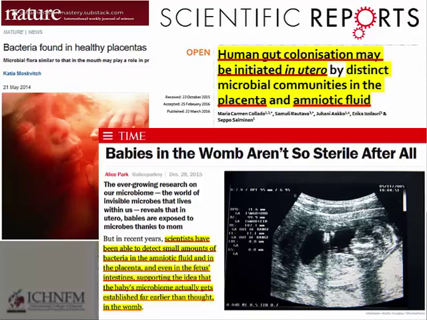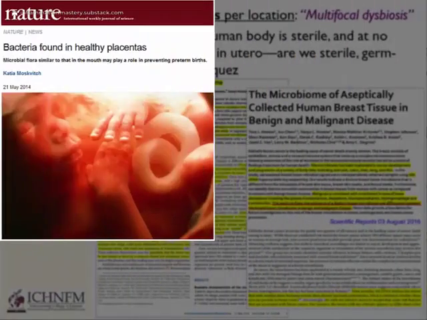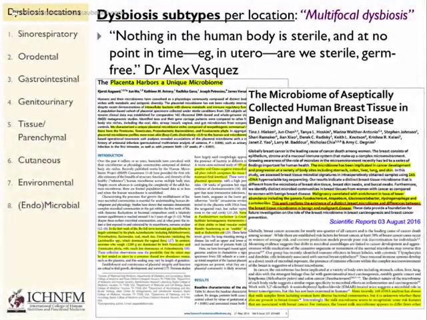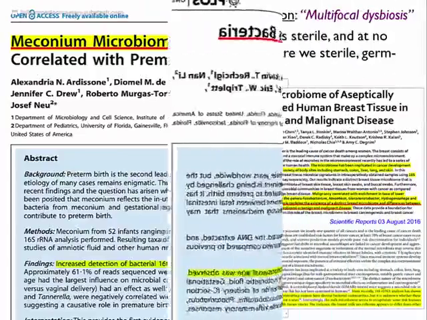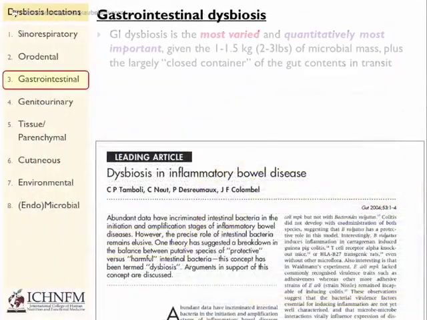So you can see the newer reports showing that the placenta has its own microbiome. And you can also see from scientific reports in August of 2016, the microbiome of aseptically collected human breast tissue in benign and malignant disease. The breast itself has its own microbiome. Breast milk has its own microbiome. Breast milk also transfers intact dietary proteins for that matter as well. But certainly we are never sterile. We always have a microbiome.